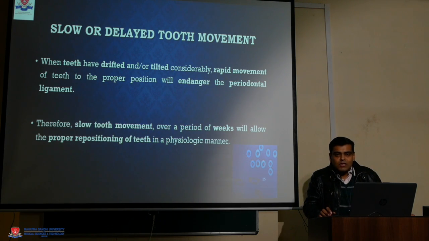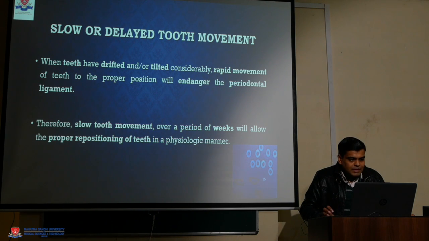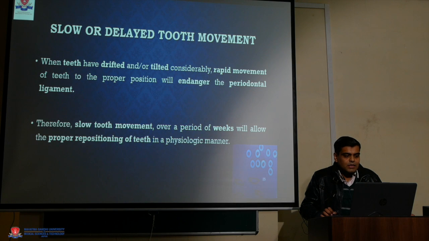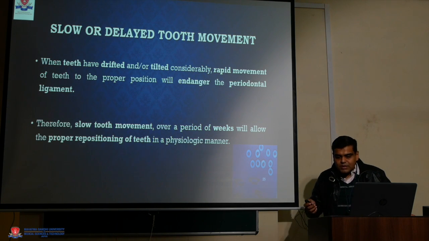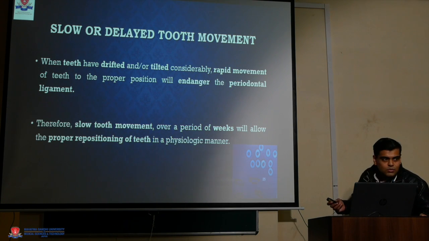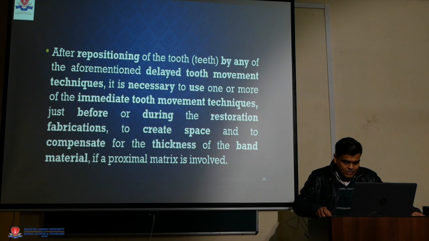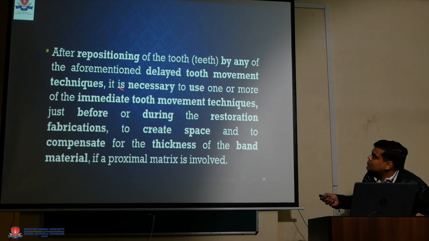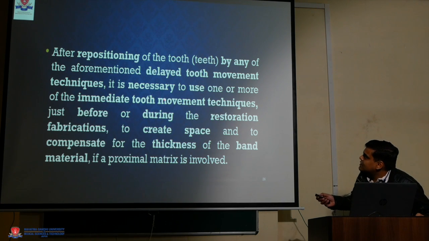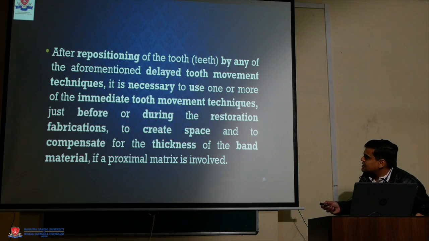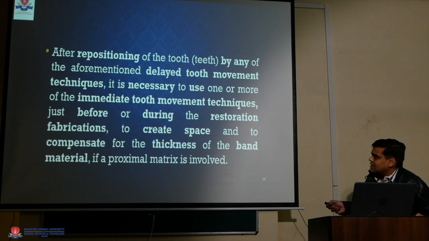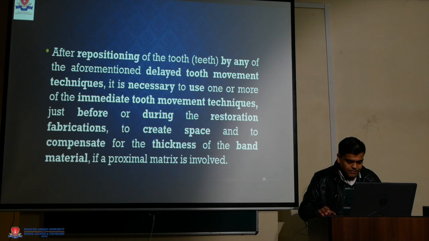Now coming to slow or delayed tooth movement. When teeth have drifted or tilted considerably, rapid movement of the tooth to a proper position will endanger the periodontal ligament. Therefore, slow tooth movement over a period of weeks will allow the proper repositioning of the tooth in a physiologic manner. As I told you before, we can use orthodontic bands or oversized temporaries to do the slow movement of the teeth. Even if you do the tooth movement with the slow method, it is still necessary to use one or more immediate tooth movement techniques just before or during the restoration fabrication to create a space and to compensate for the thickness of the band material if a proximal matrix is involved.